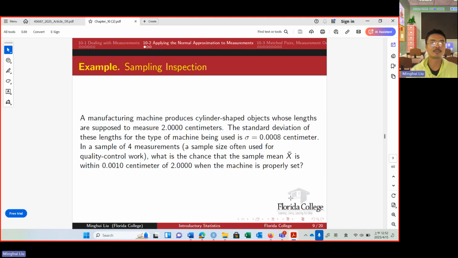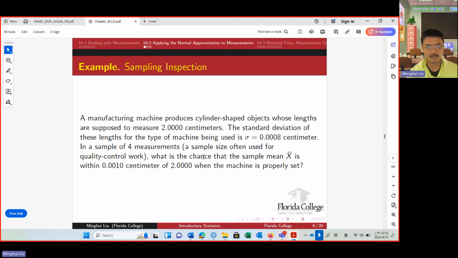Now, how do we apply this in real life? Well, here is one example, sampling inspection. Suppose we're measuring objects whose length is supposed to be exactly 2 centimeters. Now, we allow a standard deviation of about 0.0008 centimeter. And now we sample 4 measurements.